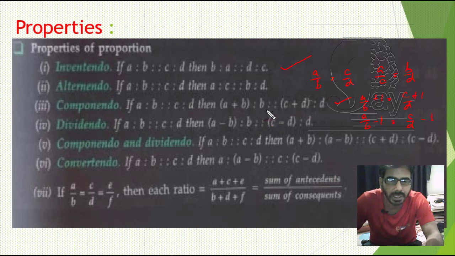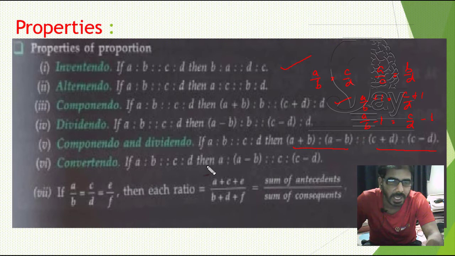And when you combine both componendo and dividendo, okay, then we get the numerator as A plus B and the denominator as A minus B. Okay, so we have componendo and dividendo applied. We get A plus B by A minus B equals C plus D by C minus D.